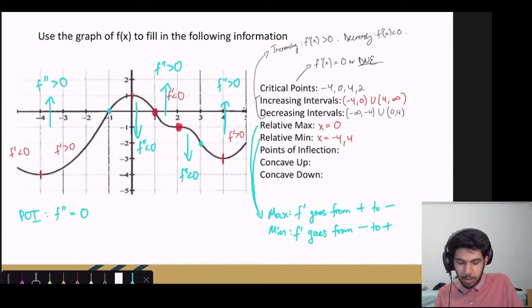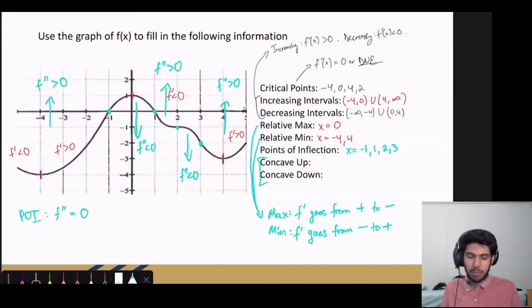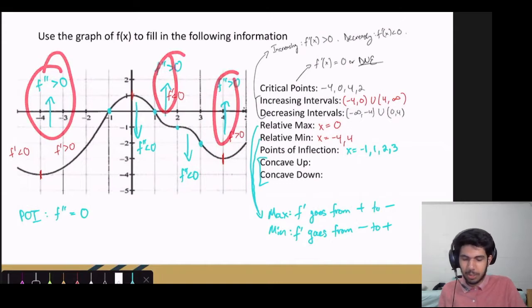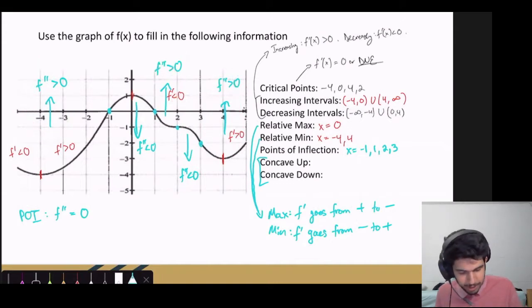And in fact, at all of these points, it changes signs from positive to negative, or negative to positive. So these blue points are our points of inflection: x equals -1, 1, 2, 3. Now finally, for concave up and concave down, we want some intervals. And lucky for us, we already provided these intervals. So I'll just write them out so we're clear on it.